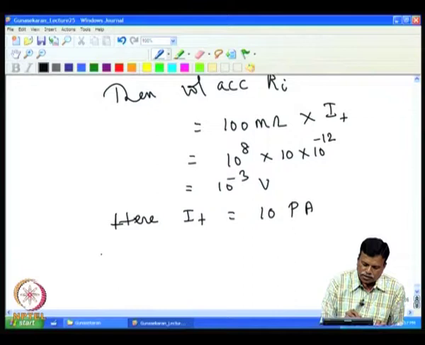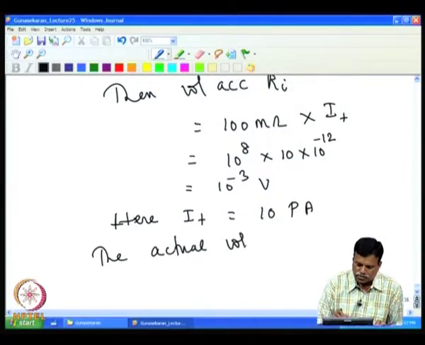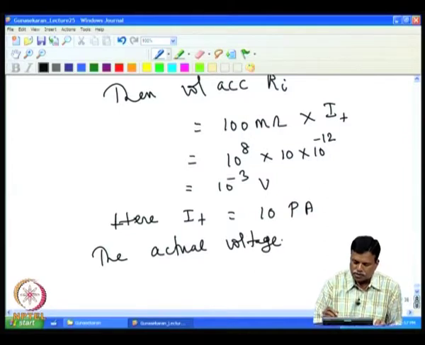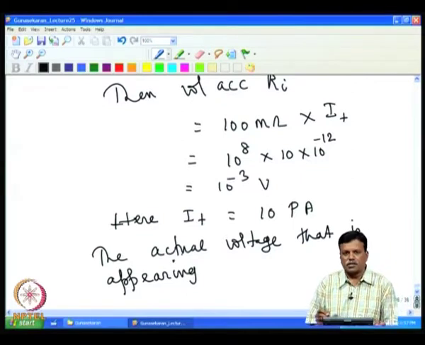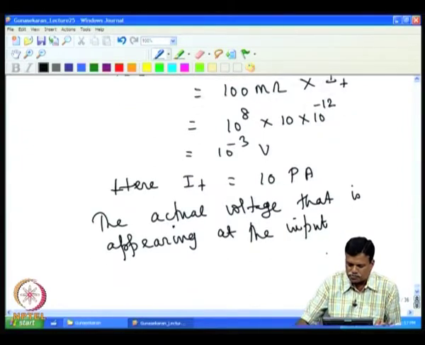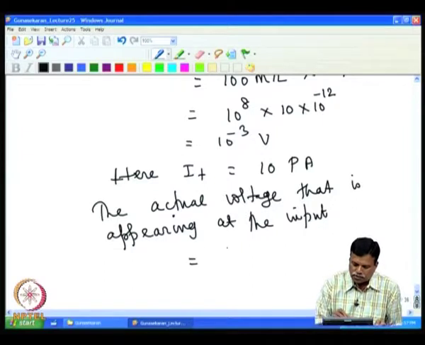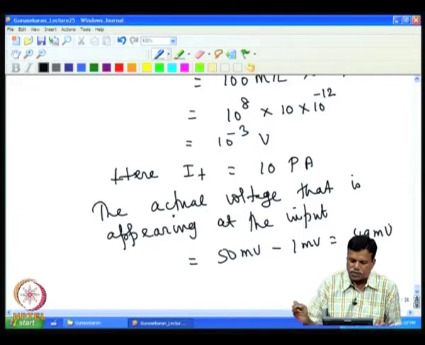So, the actual voltage that is appearing at the input is 50 millivolt, which is the pH amplifier, minus 1 millivolt, that is 49 millivolt. In this case, the error is very small.